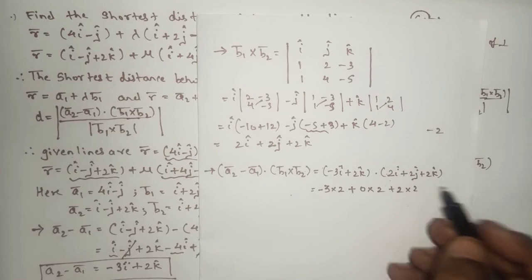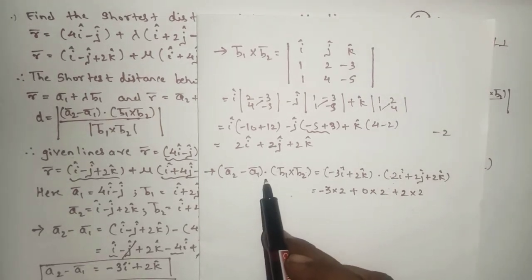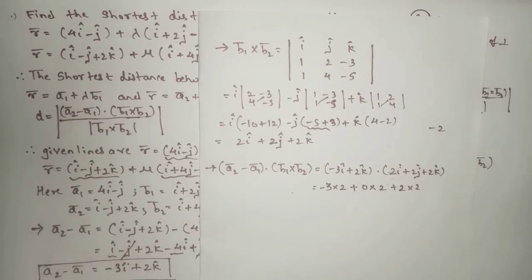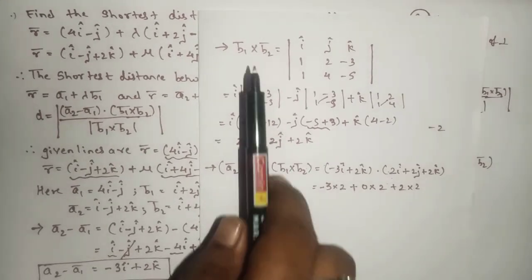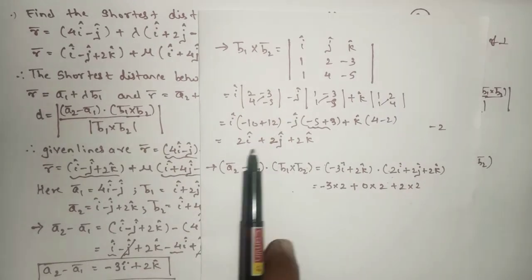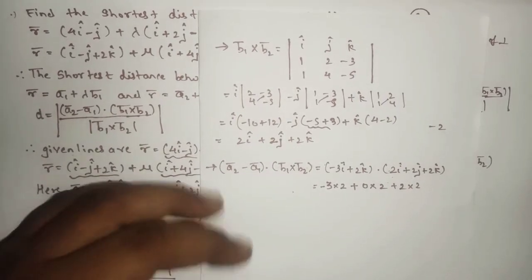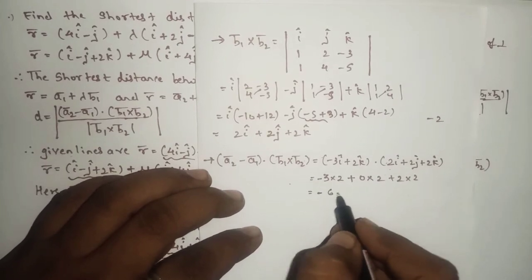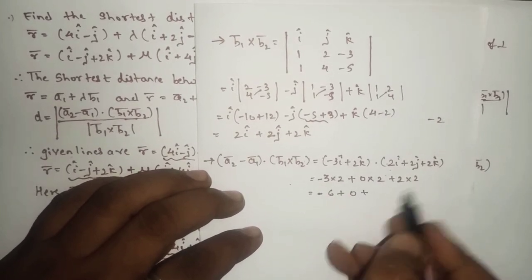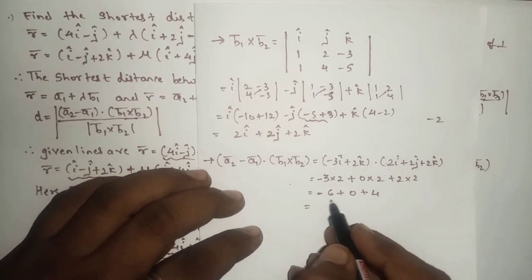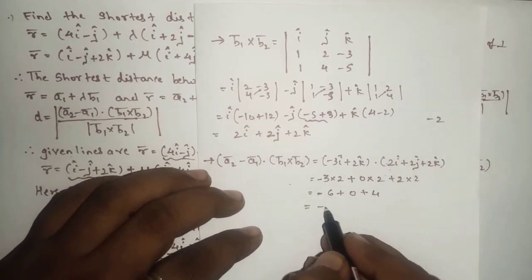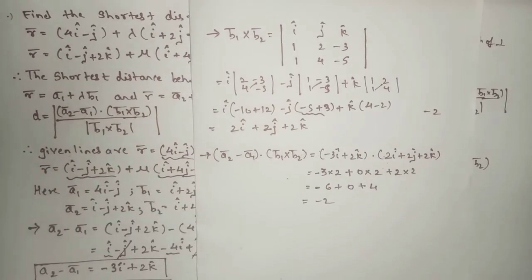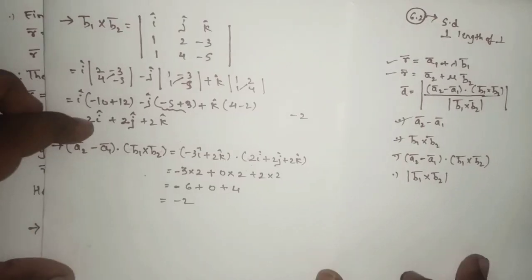Whenever you have to find the dot product, as I explained in the previous video, the final answer will be a number, and whenever you find the cross product, the final answer will be in terms of i, j, k. So this will be minus 6, 0, and 2 into 2 is 4. So minus 6 plus 0 plus 4, so the required answer will be minus 2. So here we got the answer for the third section also.